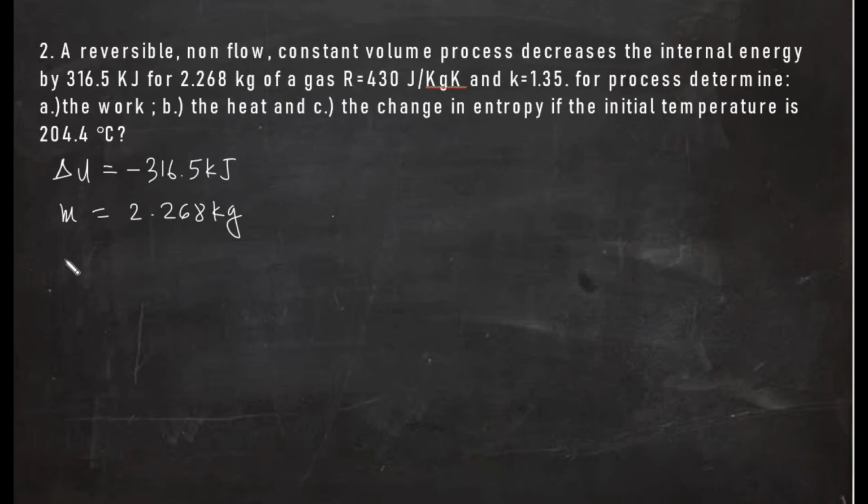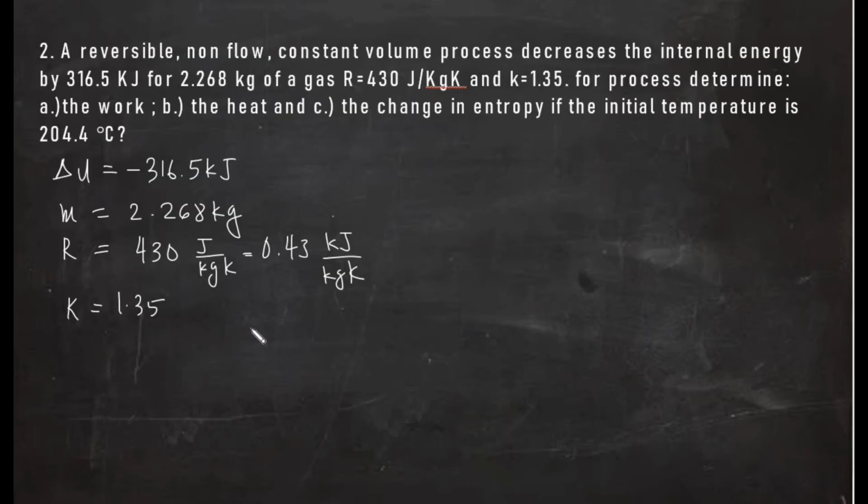And we are also given the R, the specific gas constant. We have 430 joule per kilogram Kelvin. But for simplicity's sake, let's just make this 0.43 and make it kilojoule per kilogram Kelvin. So what we did there is we simply divide by 1000 and obtain kilojoule. Just remember, 1000 joules is of course 1 kilojoule. Okay, and then we're also given the K, the ratio of specific heats, so 1.35.